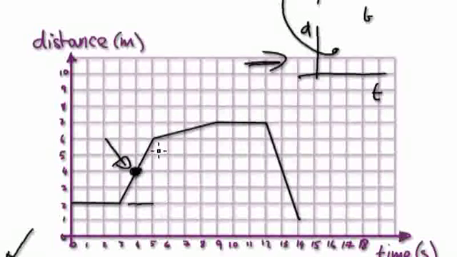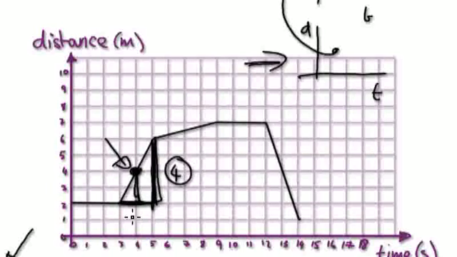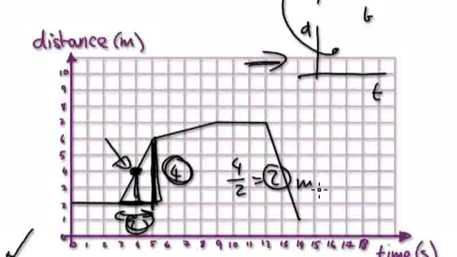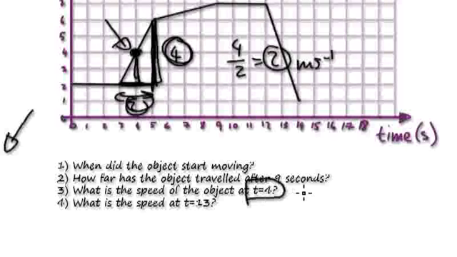So I'm going to use this triangle here. You could use this triangle here, but for some reason I prefer this. So I'm going to use this triangle to work out the gradient. The height here would be 4. The across here would be 2. So 4 divided by 2 will give you the gradient. 4 over 2 equals 2. So the speed is 2 meters per second. Okay. So the answer to question 3 is 2 meters per second.